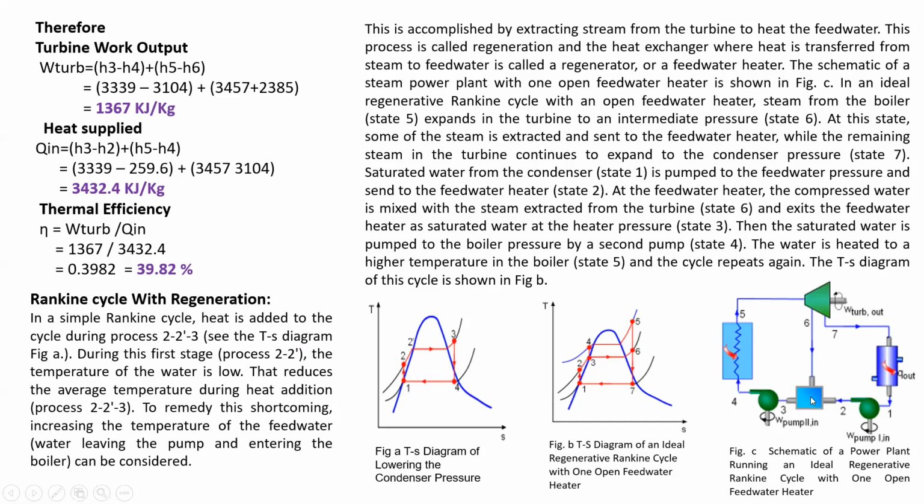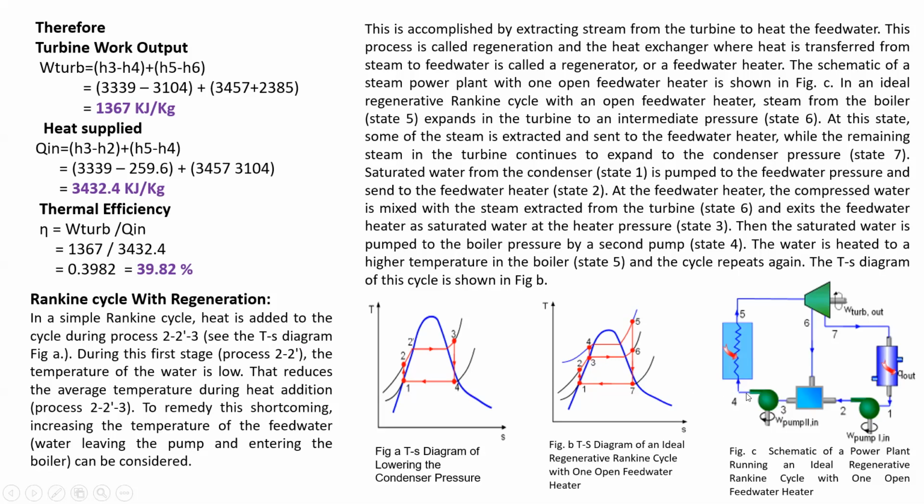How is it preheated? It is preheated by taking extraction from the turbine. One pipeline, or a point, is taken from the turbine, and part of the steam is taken to the feed water so that it is heated here. This type of process we call regeneration. Now, instead of telling the theory, let us go directly to the practical. It is shown in the figure diagram here, and with the help of a TS diagram, I'll try to explain.